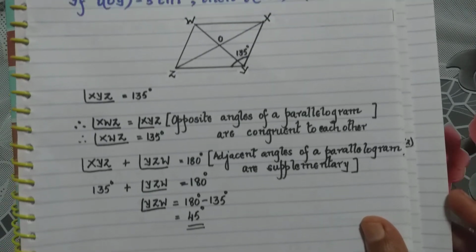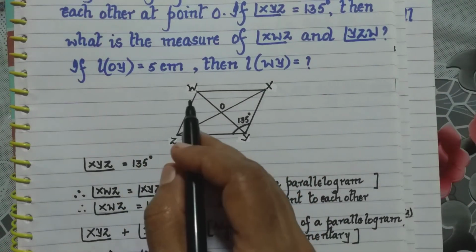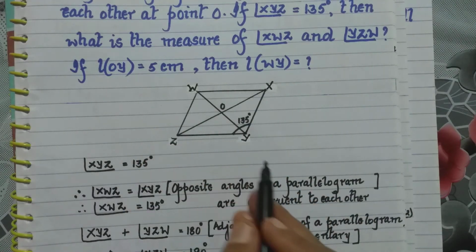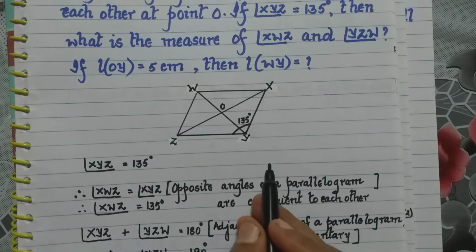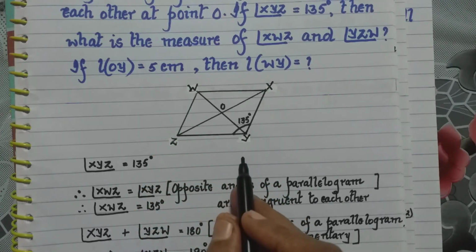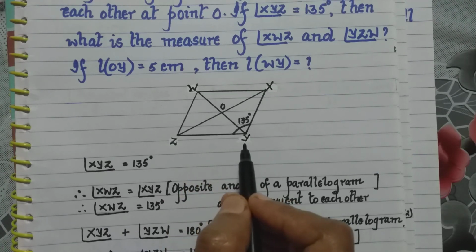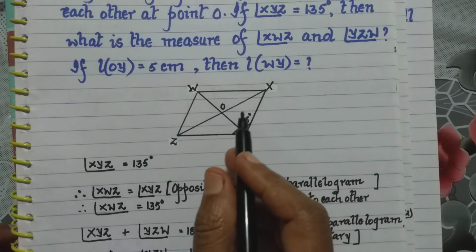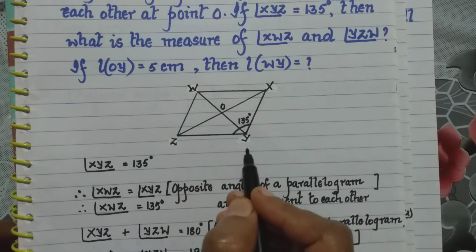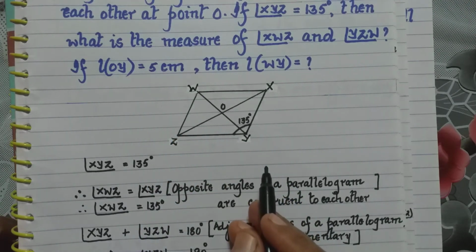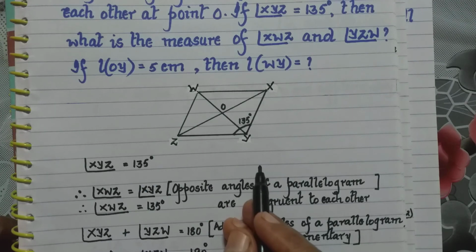Now, further, they have said length of OY is 5 centimeter. We have to find the length of WY. Now, which property will we use for this? You have seen that the second theorem we proved was that the diagonals of the parallelogram bisect each other. Means what? This point O divides this WY diagonal into two equal parts.